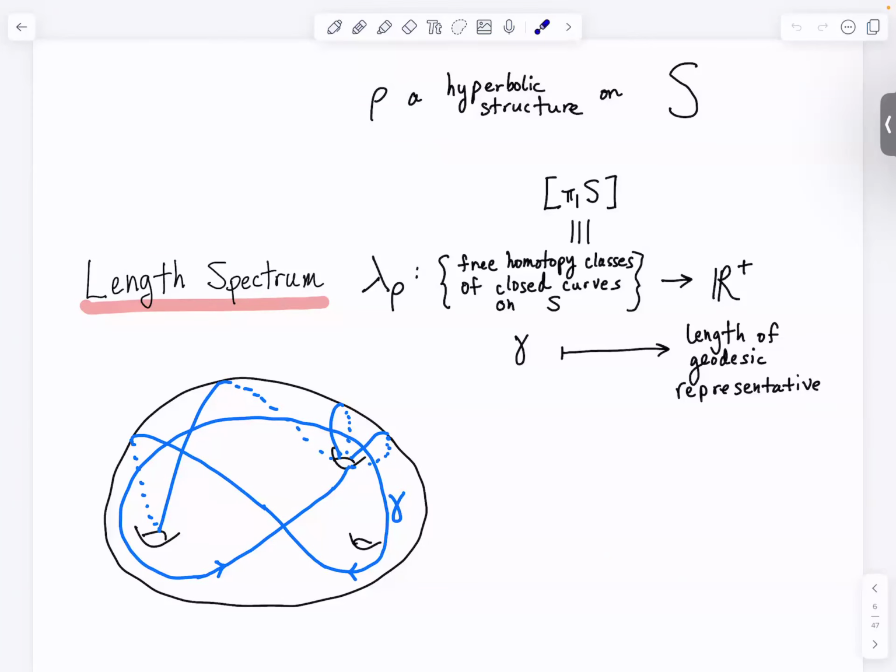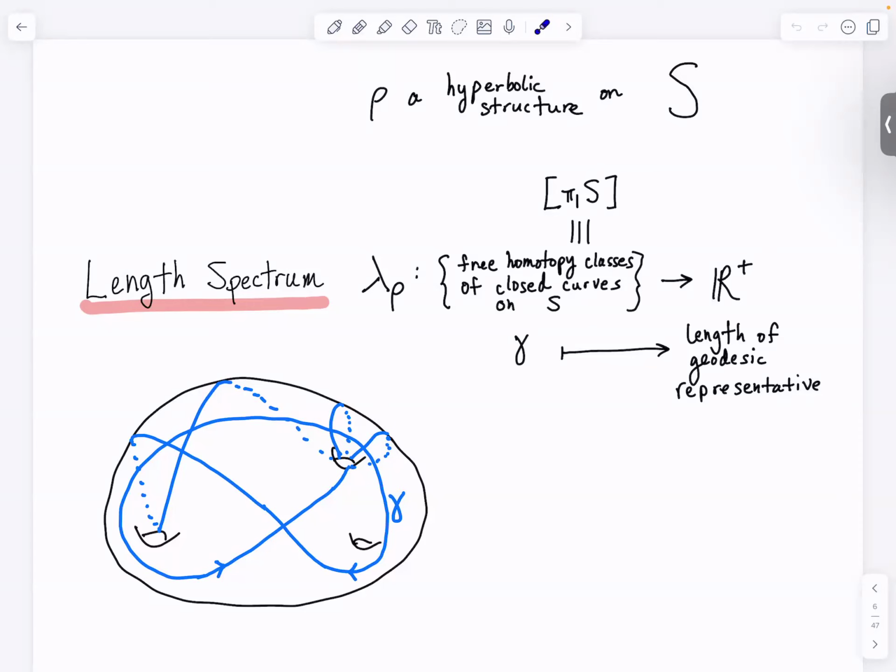So the invariant I want to talk about is called the length spectrum. It's a very natural thing to do. What I can do is take any free homotopy class of curve, like the one I drew on the surface there. It's maybe pretty complicated. I can pull it tight to its unique geodesic representative in the given hyperbolic metric, and then I can measure the length of that geodesic representative.